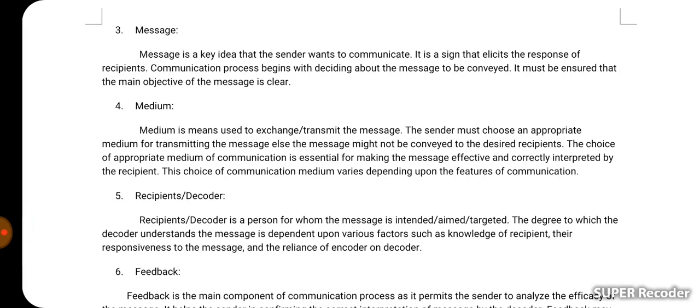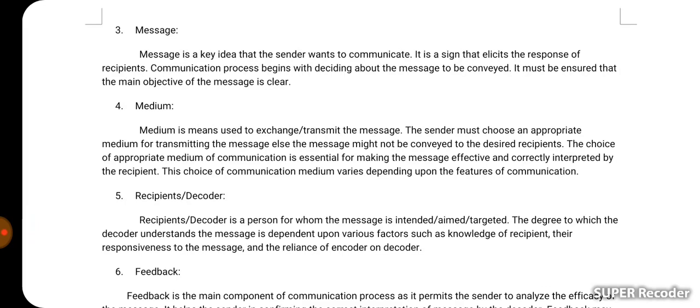Communication process begins with deciding about the message to be conveyed. Communication process begins with the aim, with the purpose of the message that the sender wants to convey. It must be ensured that the main objective of the message is clear. So, if it is the subject matter of the communication process, it must be ensured that the objective of the process is clear.